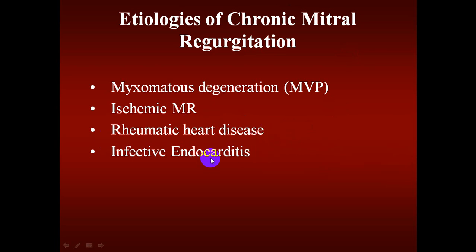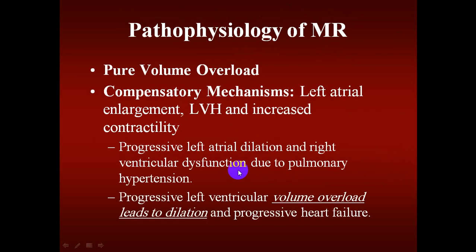Infective endocarditis is also a cause of chronic mitral regurgitation. As we said previously, it can also present as acute endocarditis causing acute mitral regurgitation. So it is a pure volume overload, mitral regurgitation.